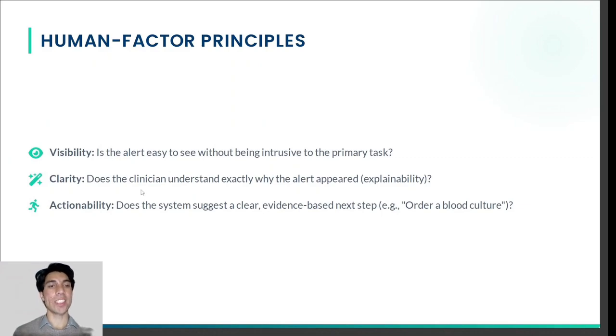And clarity: does the clinician understand exactly why the alert appeared? So basically, is the alert interpretable? Can we explain that alert? And then actionability: does the system suggest a clear evidence-based next step? For example, order a blood culture. So these are the three principles that the alerts should follow, and these are called human factor principles.